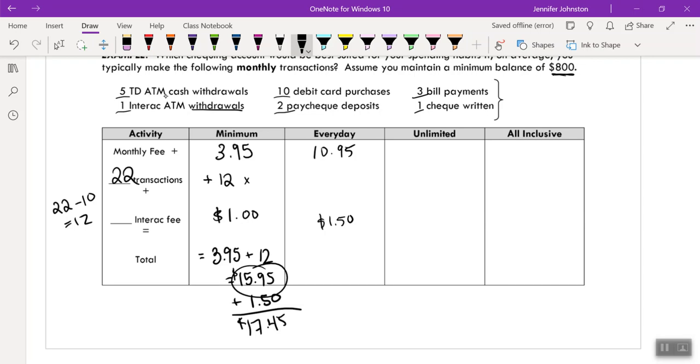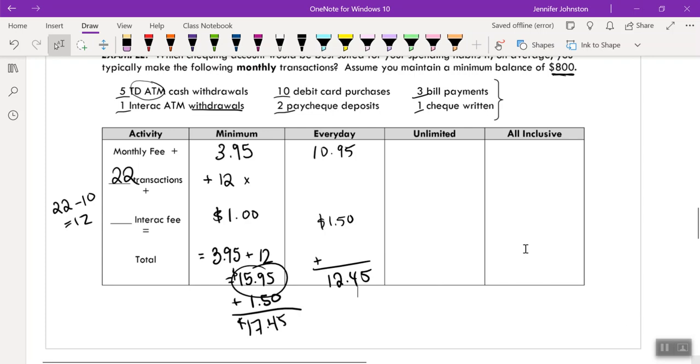When you're making TD ATM cash withdrawals, like at a TD ATM, you get those for free. The reason we get them for free is because this is all from TD. All right, so when we add these up, we get $12.45.